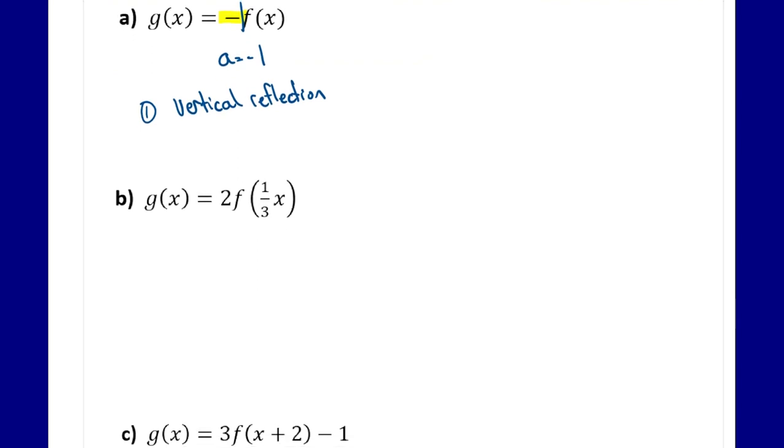For b, I see two values, a 2 and a 1/3. This is telling me that I have an a value equal to 2, and it tells me that I have a k value. Because it's the k value, that means it's 1 over k, which means it's 1 over 1/3, which means it's equal to 3.